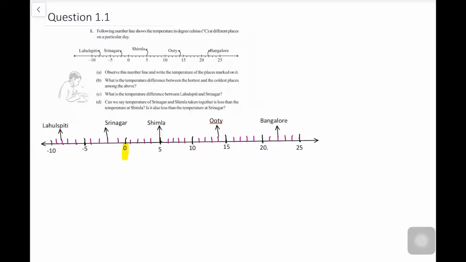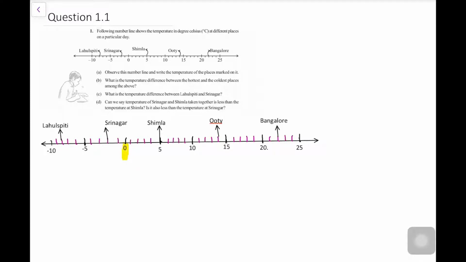Hello students, welcome back. Today we'll be discussing class 7 mathematics, question number 1.1 in chapter number 1. The following number line shows the temperature in degrees Celsius at different places on a particular day. You can see a number line with many places marked on it, and the numbers indicate the corresponding temperatures. The first question, question A: observe this number line and write the temperature of the places marked on it.